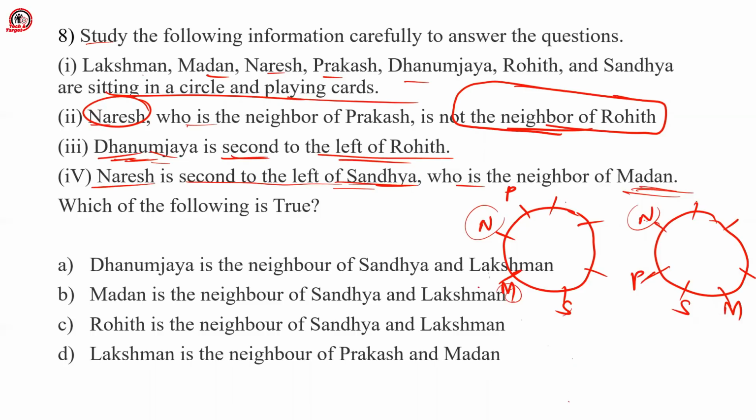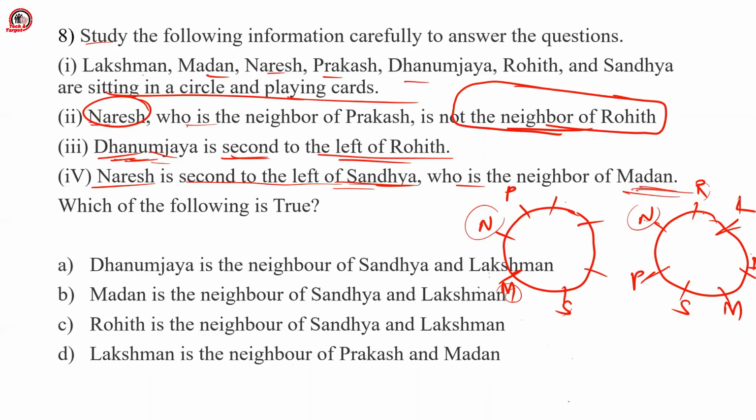So we are having 3 consecutive positions here. Now Dhananjay is second to the left of Rohit. If Rohit is here, then Dhananjay should be here, right? And what is the one leftmost position? Who is the person that is missing? It is Lakshman. So Dhananjay is second to the left of Rohit, and Lakshman is sitting in between them.